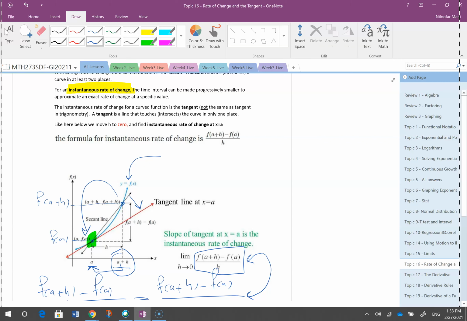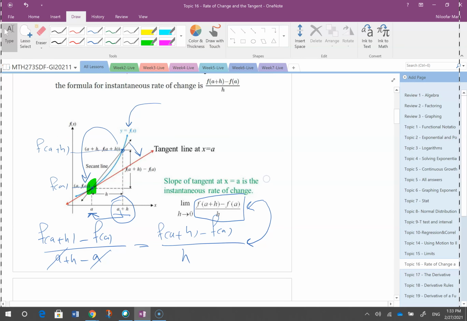So one more time. When I want to find a slope of tangent line which touches the graph in 1 point, which is the green point here, I have f(a) minus f(a) divided by a minus a, which is 0 over 0. So I cannot do that. I choose a very close point, which is a plus h. So I have f(a plus h) minus f(a), and then I do difference on y over difference on x, which is just h in the denominator.